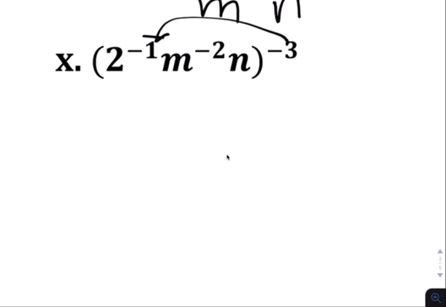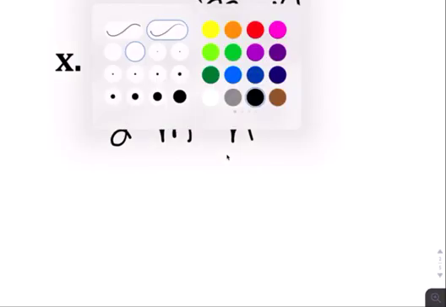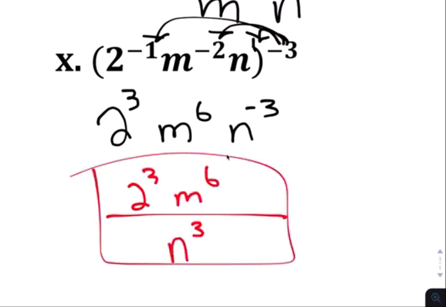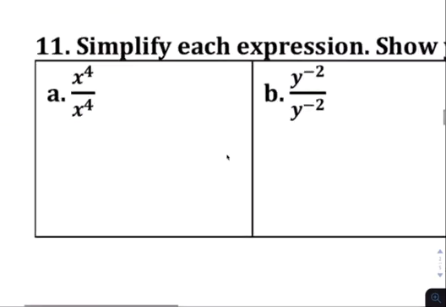Distribute, you get 2 to the positive 3, m to positive 6, and n to, oh, here's a 1. 1 times negative 3 is negative 3. So we have a fraction. 2 to the third, m to the 6, and n on the bottom to the third. Okay, and then here, next, subtract.